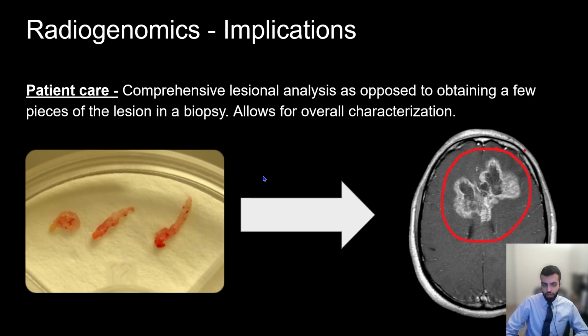In addition, radiogenomics allows for a comprehensive analysis of lesions, as well as decreasing the amount of invasive procedures that a patient might have to undergo. So in a biopsy, we may not sample the entire lesion, and we may not get a full characterization of the lesion just due to the nature of biopsies only taking a few pieces of the lesion. But with radiogenomics, we're able to get a comprehensive analysis of the entire lesion, as well as decreasing the amount of invasive procedures or biopsies for patients that may be extremely difficult in deep areas of the brain, like are seen in this image right here.